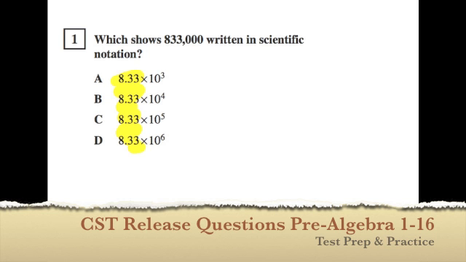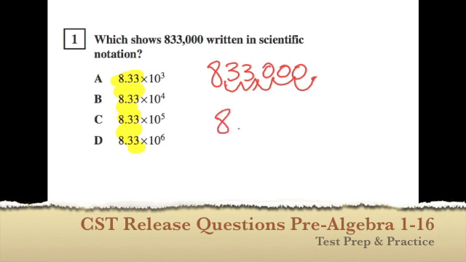Now, how did we get 8.3? Well, we have 833,000, and we have a decimal point at the end. So in order to get it to 8.3, we've got to move this decimal. So let's count how many times we move it. We move it once, twice, 3 times, 4 times, and then 5 times to make it 8.33. We don't need the zeros at the end, times 10. And since we moved it 5 times, it's to the 5th power. So our answer for this one is going to be C.